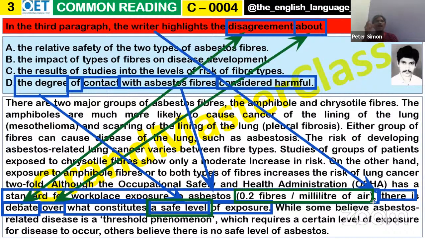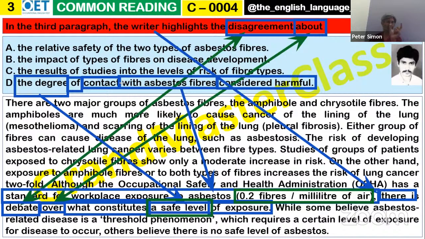Sometimes they will twist the answers. The degree of contact with asbestos fibers considered harmful. Everything else is there, but the point is, when he has given safe and considered harmful, it means there is a certain level which is safe. So that is the threshold, the borderline. So 0.2 fibers per milliliter. Numbers are very important.